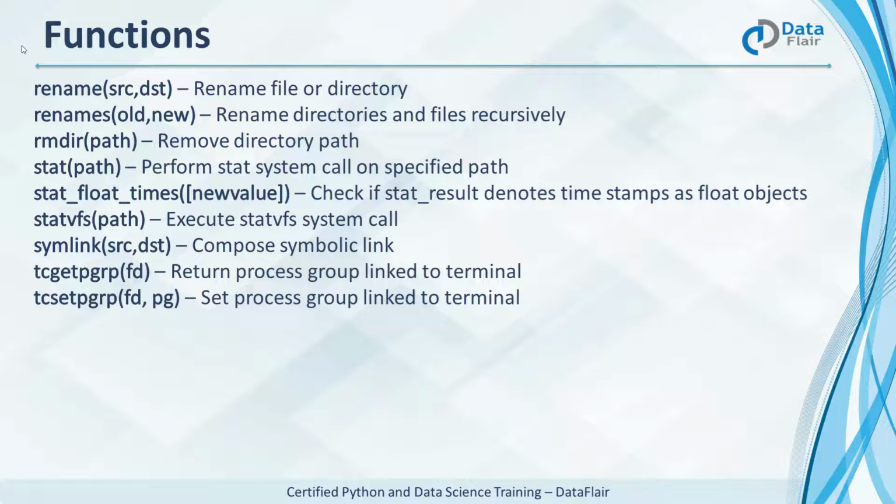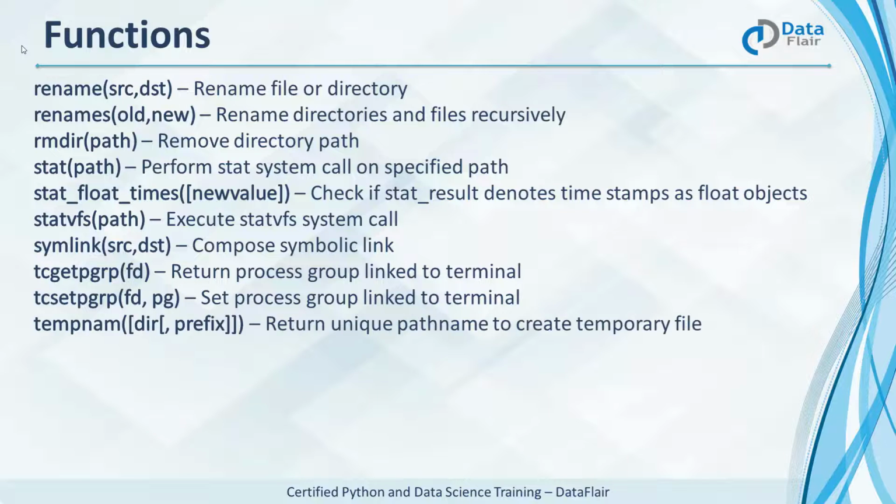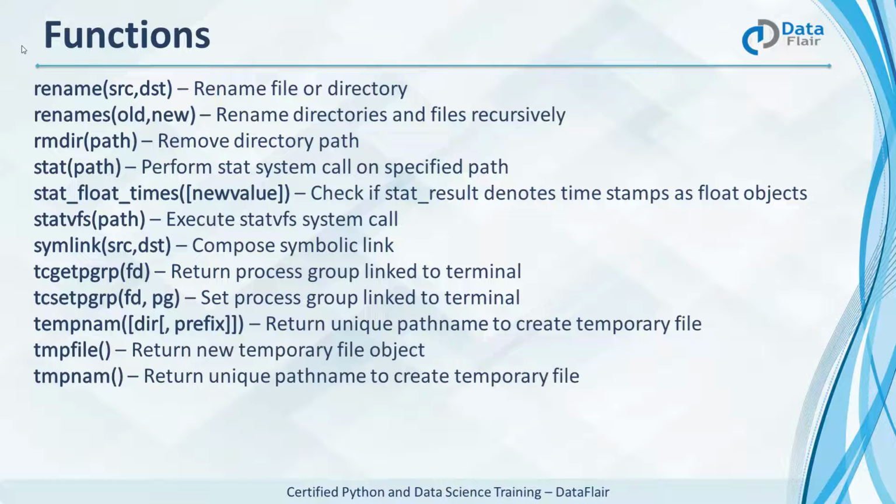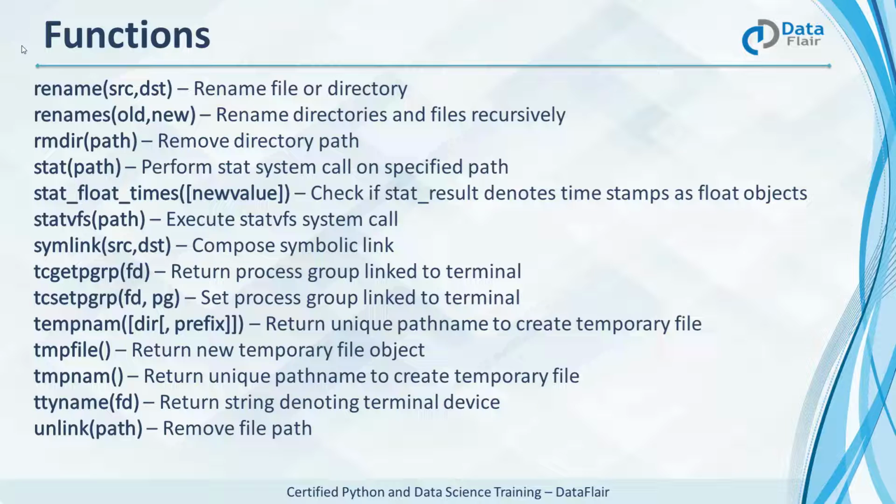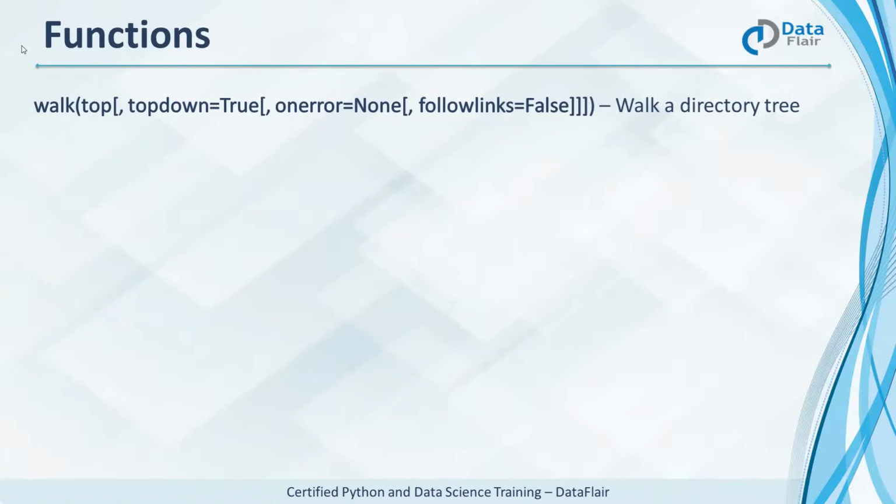tcgetpgrp and tcsetpgrp get and set process groups. tempnam returns a unique path name to help create a temporary file. tmpfile returns a new temporary file object, and tmpnam without arguments does what it does. ttyname gets a string for the terminal device. unlink removes the file path, and utime sets the file access and modification times. walk traverses a directory tree bottom up or top down, and write writes to a file.